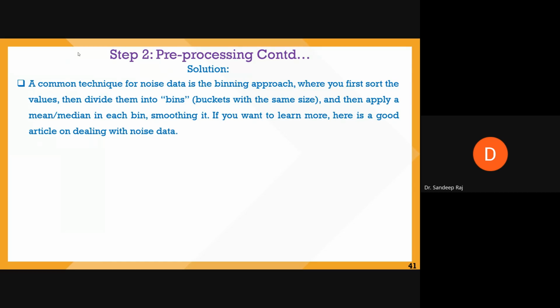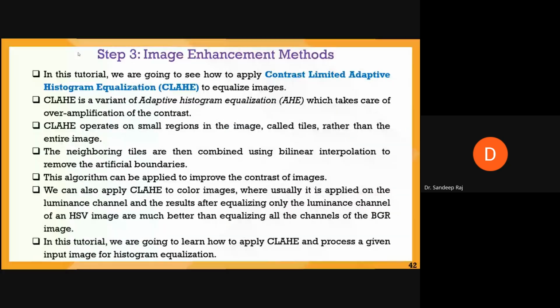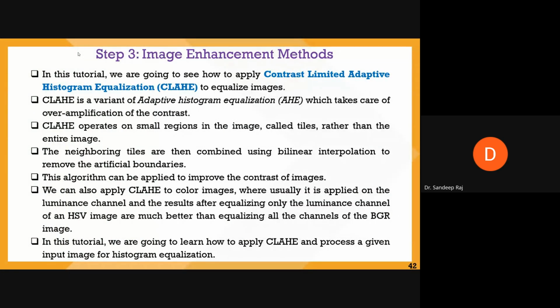Either you are loading the image or you are accessing the Excel sheet. So one can first sort the values, then divide them into bins, buckets of the same size, and then apply a mean or median in each bin for smoothing purposes. We can also apply different kinds of filters based on the different kinds of noise. The noise comes from the source, so if different sources are available, we have to apply different techniques on the different kinds of data. That has to be made sure.